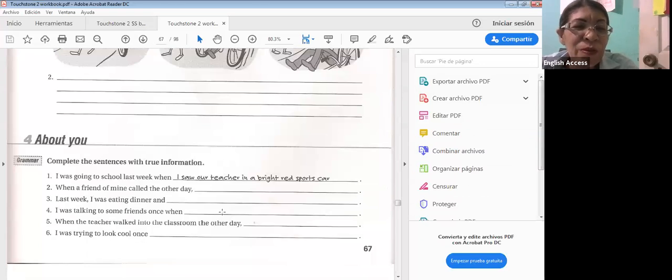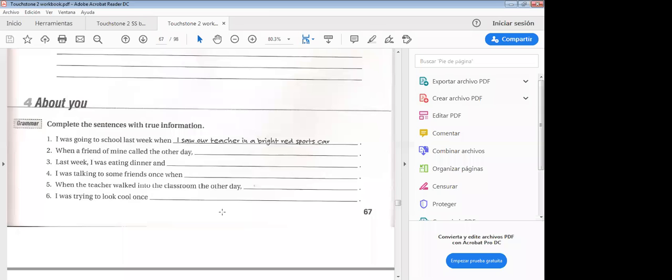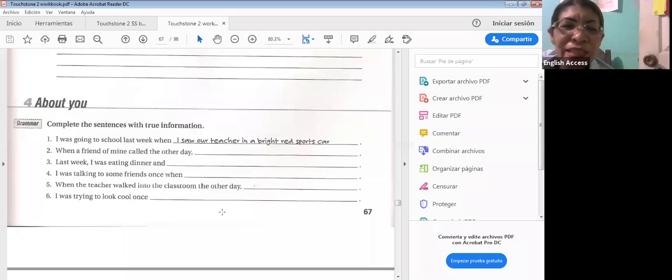Okay. Number 4, it says about you, complete the sentences with true information. Number 1, I was going to school last week when I saw our teacher in a bright red sports car. Number 2, Luis. When a friend of mine called the other day, he was helping me with the homework. Okay, number 3, Damaris.